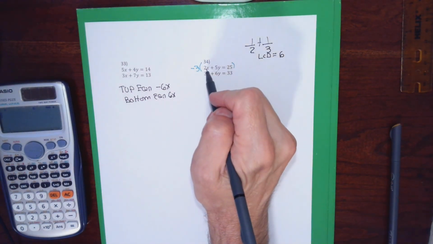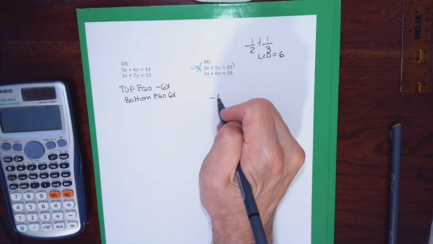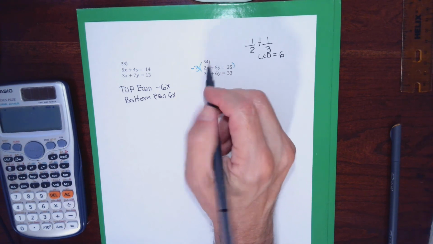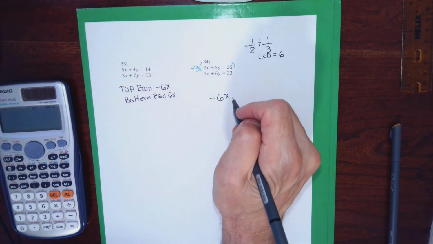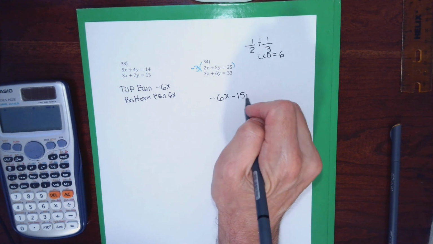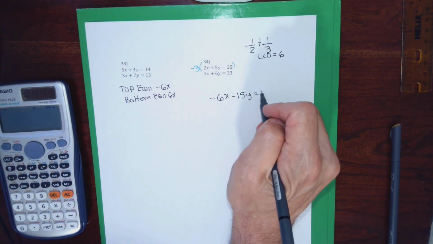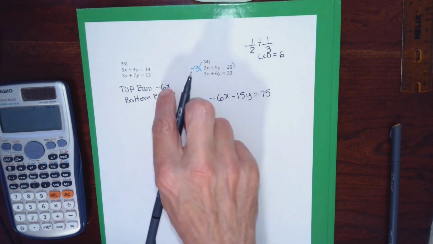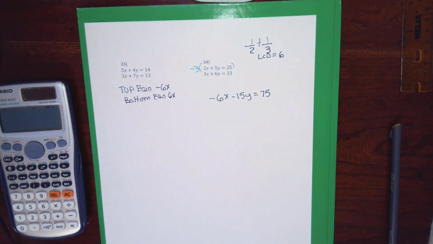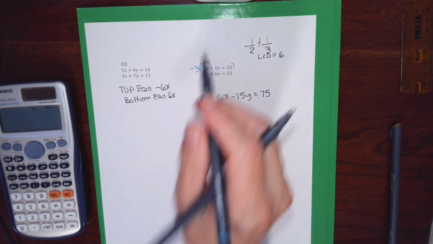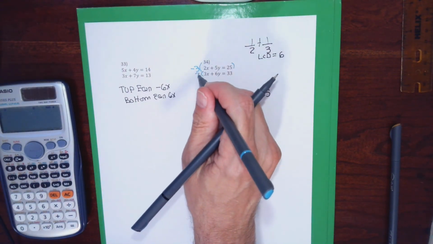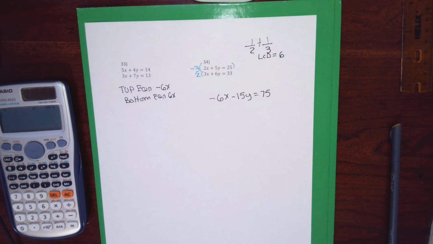I'm going to go negative 3 times positive 2x and get negative 6x. I'll do negative 3 times positive 5y and do negative 15y. I'll do negative 3 times negative 25 and do negative 75. So that's getting the top to have the negative with the 6. To get the bottom to have the positive with the 6, I'm going to multiply it through by 2.